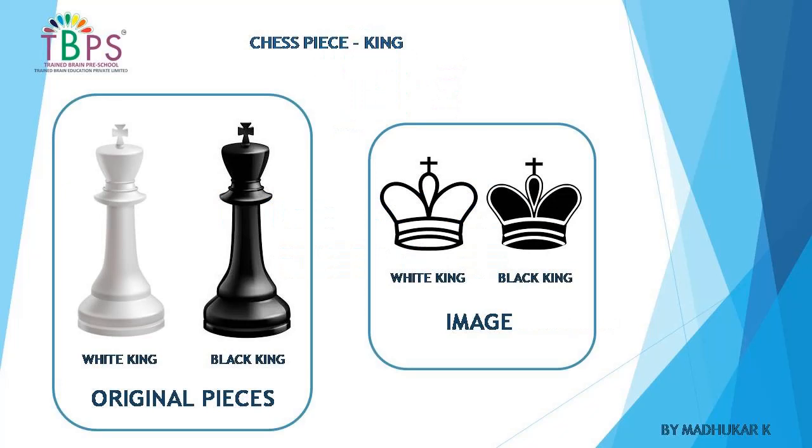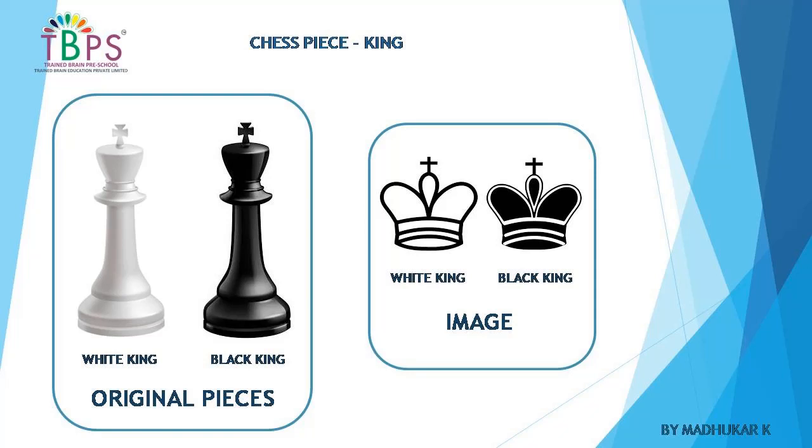The king and rook have a special move called castling. This is the only time the king can move two steps. There are two types of castling, king side castling and queen side castling. The piece notation of the king is denoted by the capital letter K.